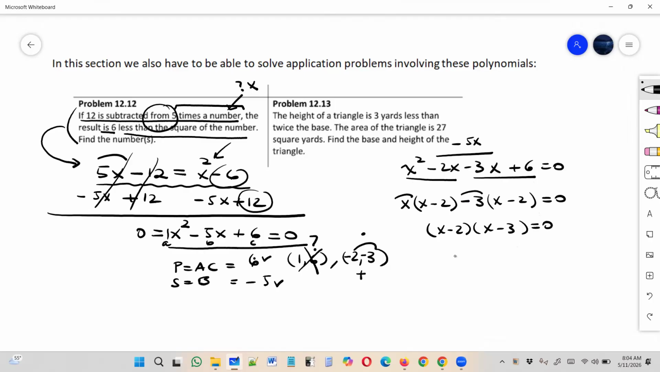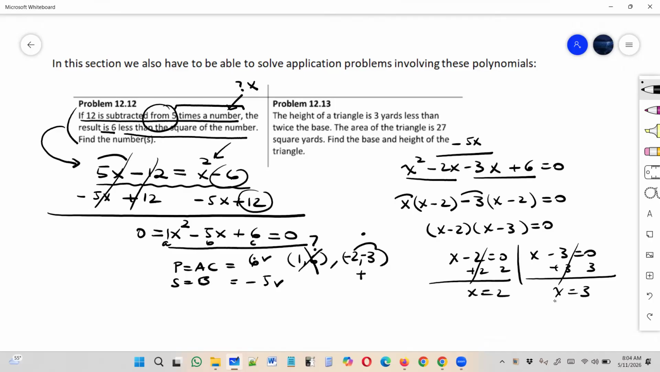By the zero product rule, either x minus 2 is 0 or x minus 3 is 0. I add 2 to both sides. I get x equals 2. And I can add 3 to both sides. And I'll get x equals 3. So here are my two solutions.